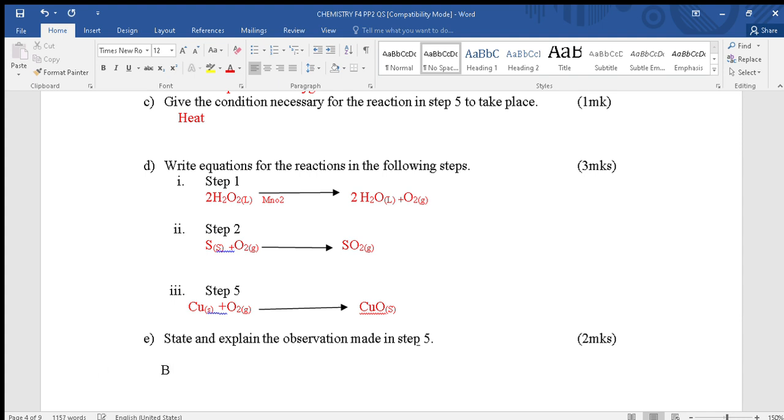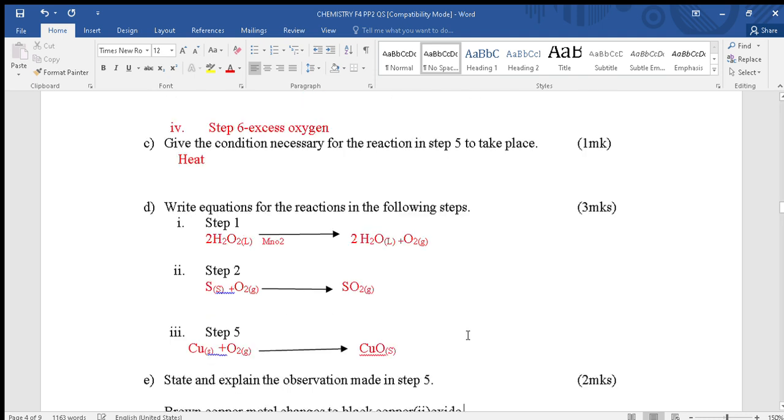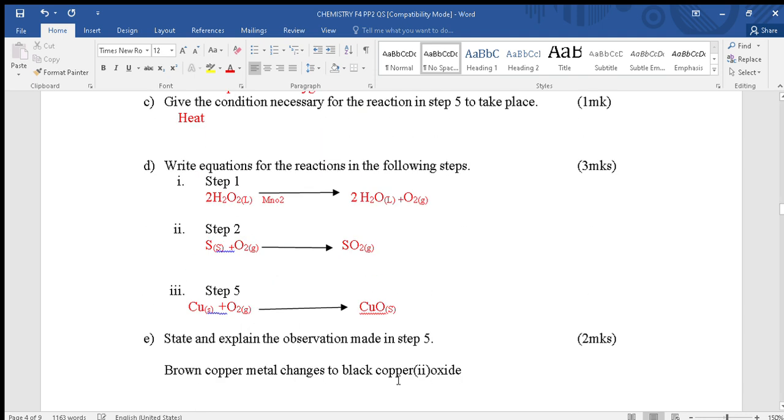Write that. Write brown copper metal changes to black copper 2 oxide. You're noting that? So that means copper itself is usually brown, but when it combines with oxygen, it forms copper 2 oxide, which is usually black. So that also becomes your answer for this particular question.